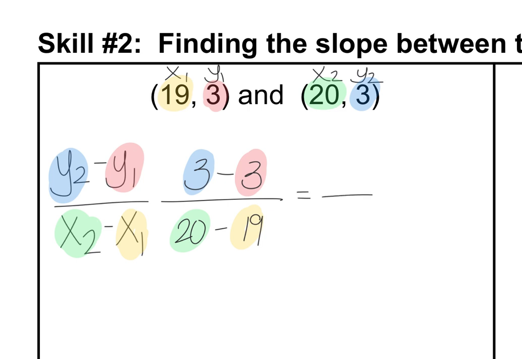And then we simplify the top and simplify the bottom. 3 minus 3 is 0. And then 20 minus 19 is 1. And 0 divided by 1 is 0. So this one would be 0.